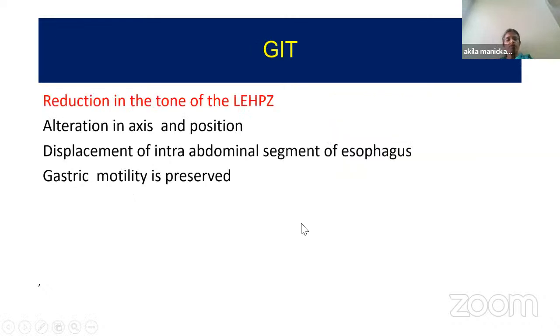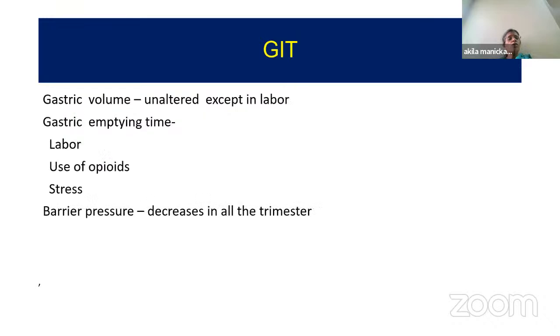of succinylcholine. And when you look at the GIT system, we all know that these patients are prone to gastric aspiration. The reason for gastric aspiration, when you analyze it, is the gastric volume, gastric emptying time, and the barrier pressure. These are the determinants which ultimately result in regurgitation and aspiration.